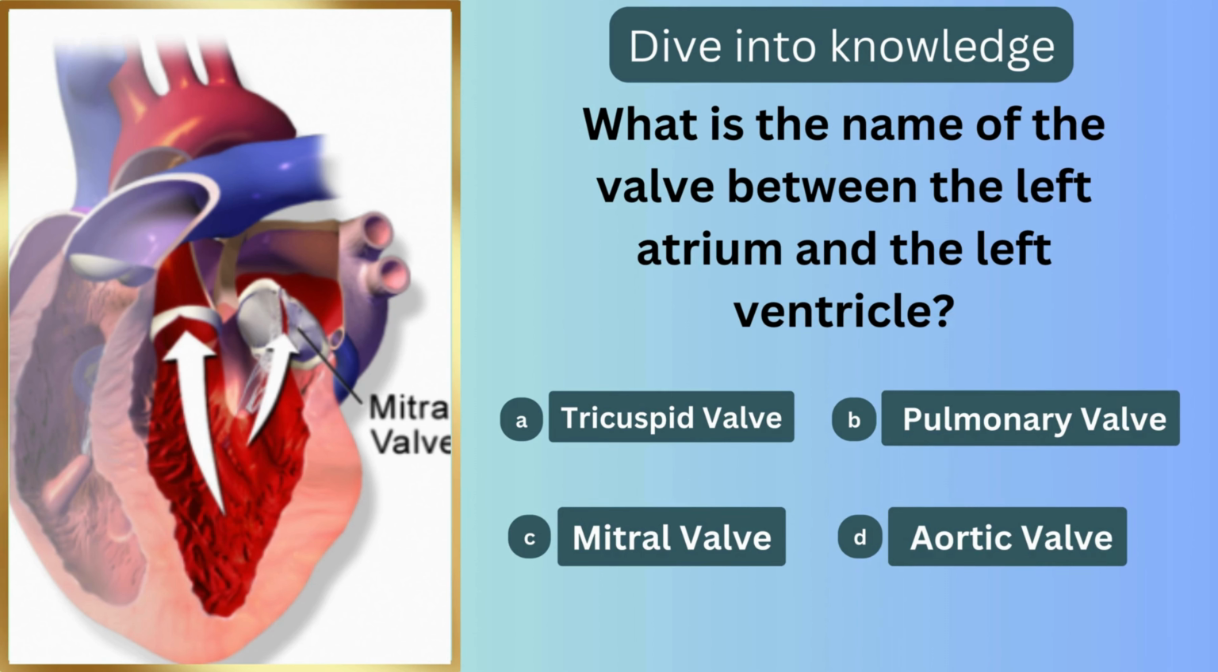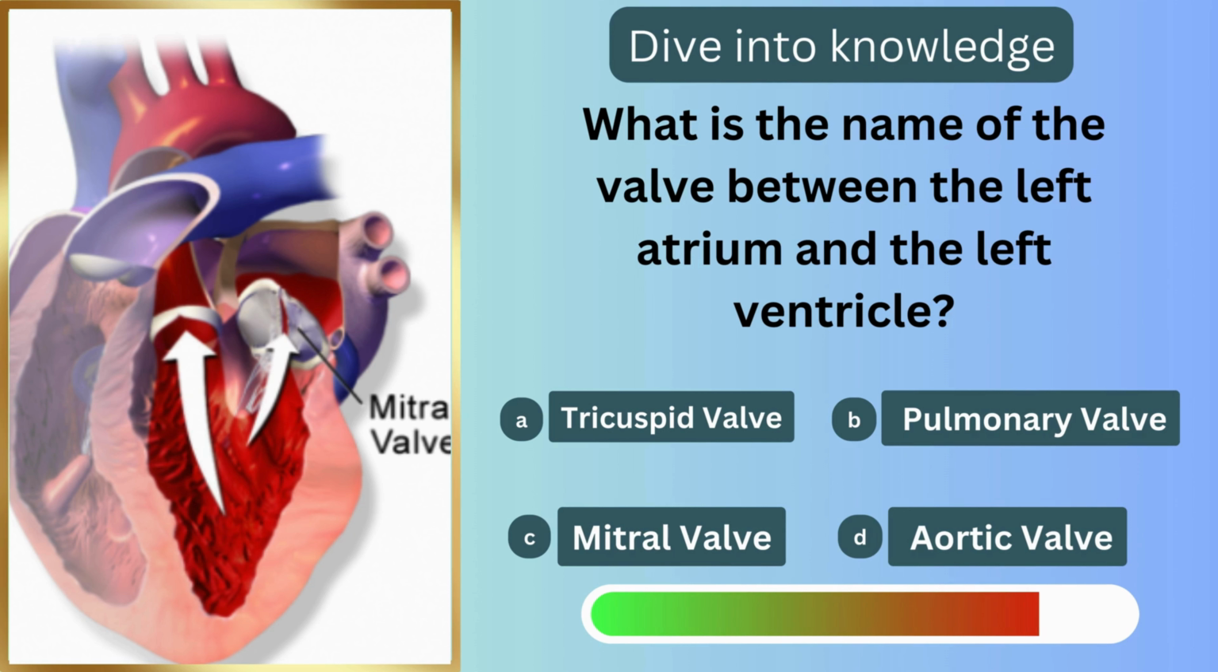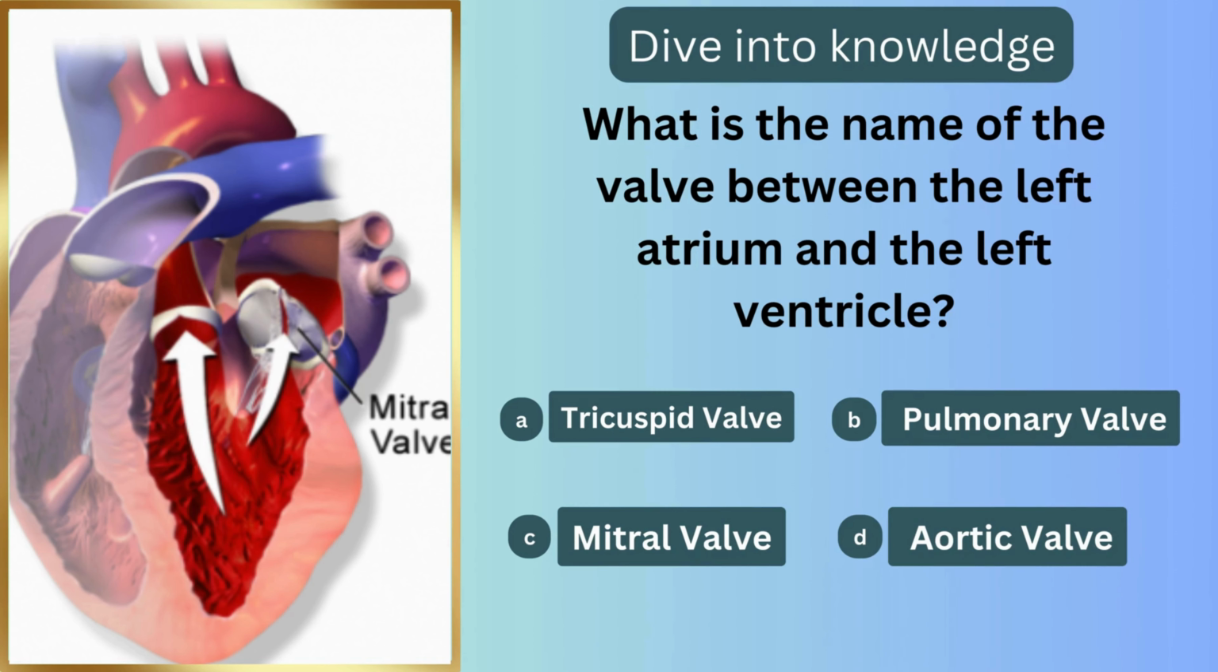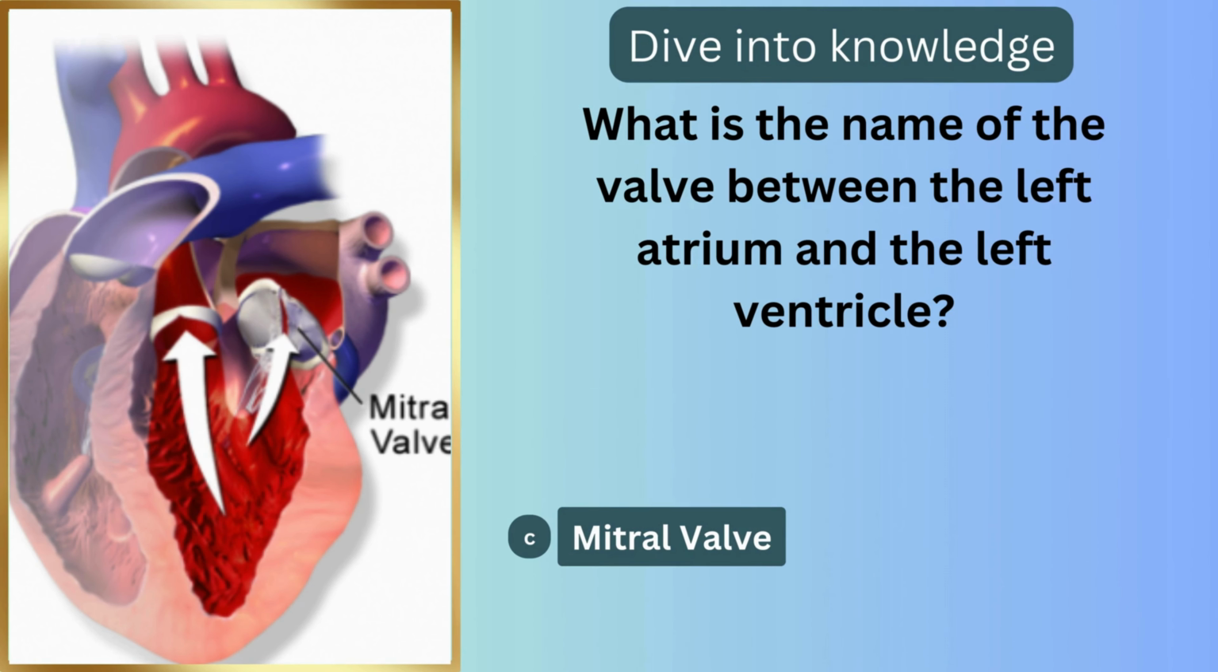Next question is, what is the name of the valve between the left atrium and the left ventricle? Let's take a look at the options. A. Tricuspid valve. B. Pulmonary valve. C. Mitral valve. Or D. Aortic valve. Time's up. The right answer is C. Mitral valve.